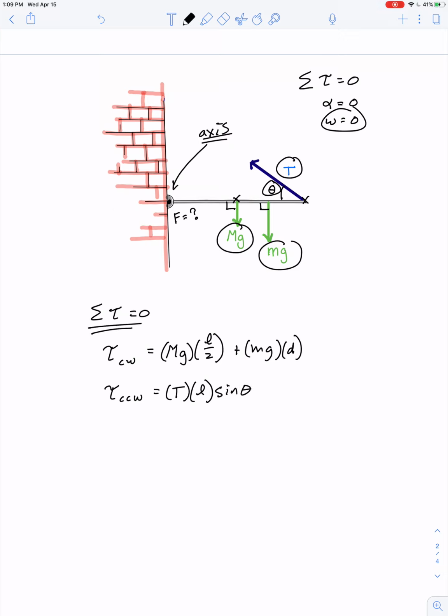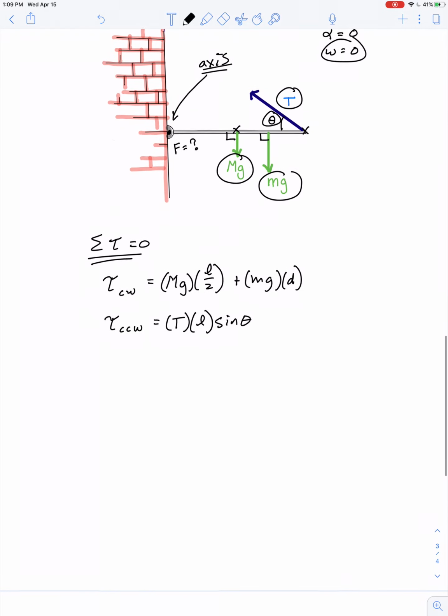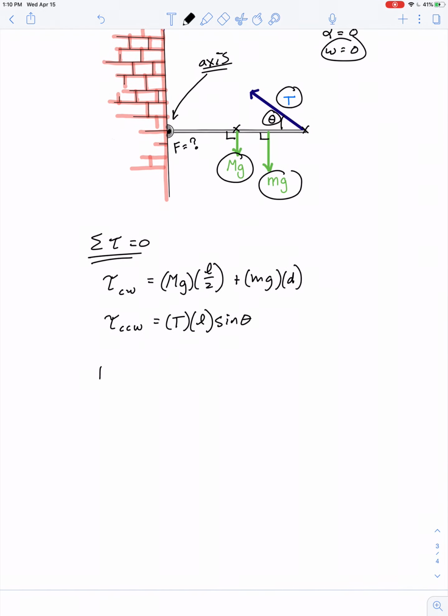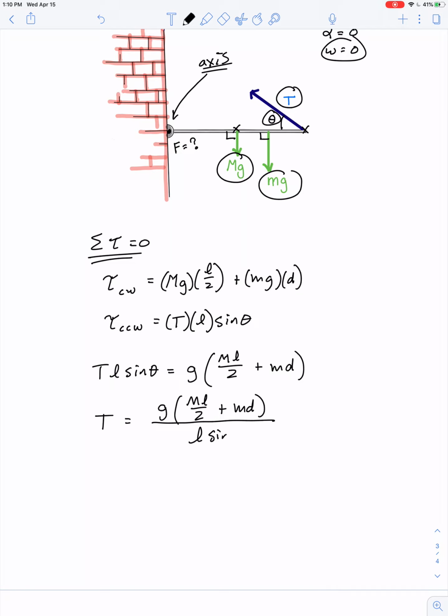So for the net torque to equal 0, the clockwise and counterclockwise have to match in magnitude. So we have T L sine theta has to equal, let's factor out the g, g times the quantity capital M L over 2 plus lowercase m d. So in other words, T is equal to g times capital M L over 2 plus lowercase m d, all divided by L sine theta.